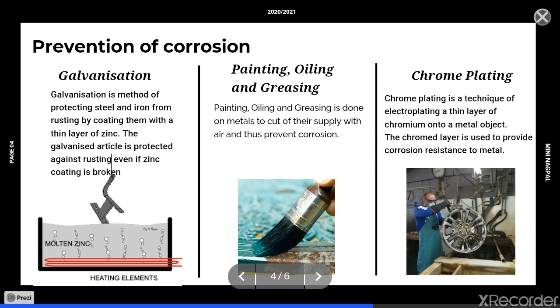Chrome plating is a technique of electroplating. Electroplating means by using electricity, we develop a thin layer of chromium onto a metal object. And this chromium layer is used to prevent corrosion. It prevents the iron below from coming in contact with air. You must have seen the chrome plating on the cycle handles and the rims of the bicycle, so they are generally chrome plated.